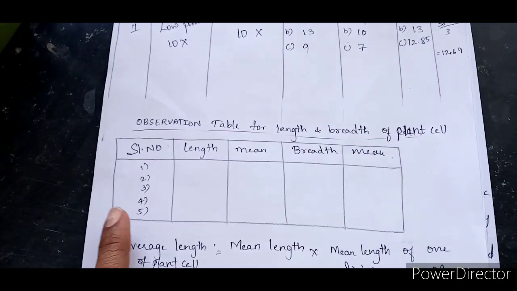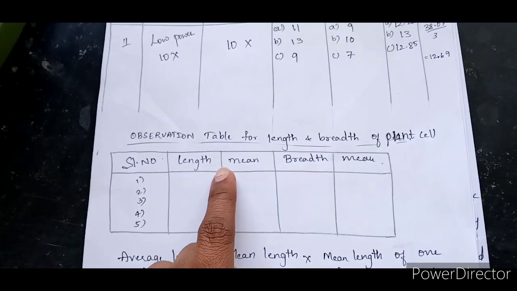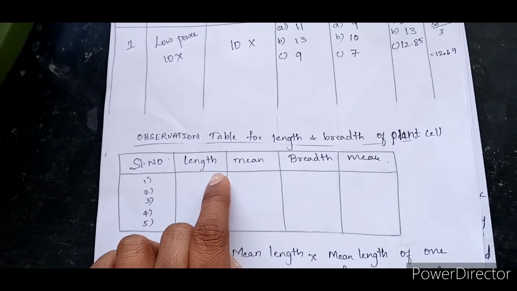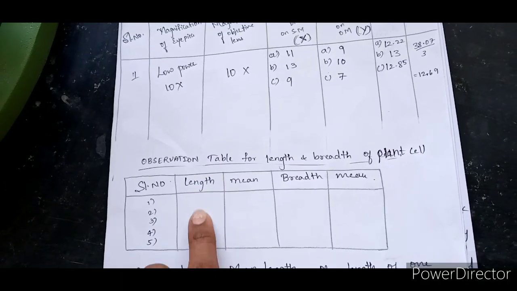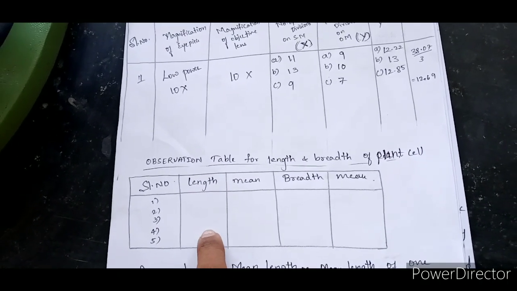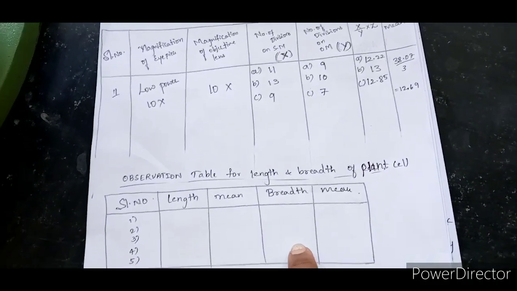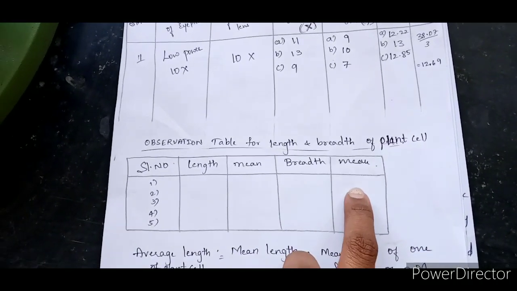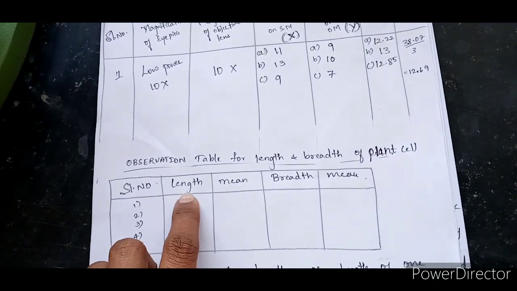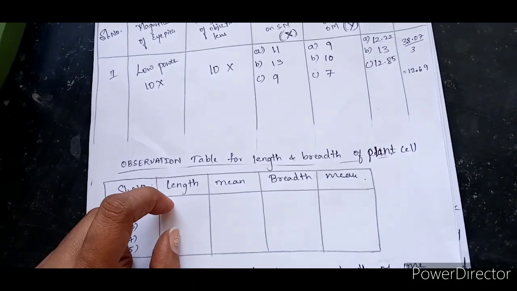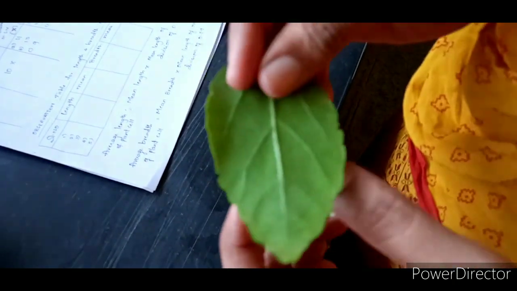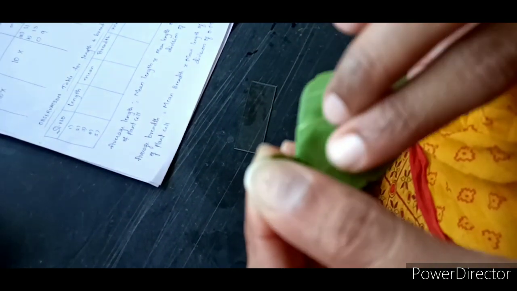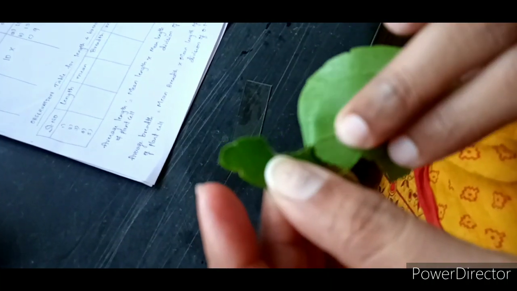Next we have to take another observation table, to measure the length and breadth of a plant cell. We take 5 readings of the length and divide by 5 to get the mean, and 5 measurements of breadth, divided by 5 to get the mean. The length and breadth of the same cell is taken. To take the plant cell I am using a leaf, or else we can take an onion bulb peel.